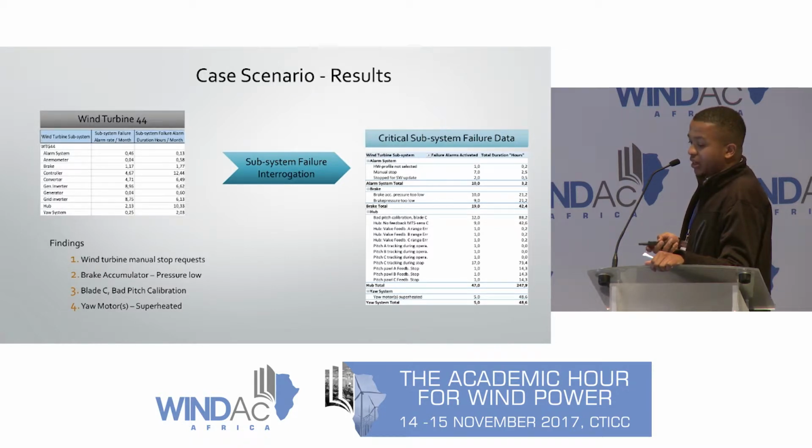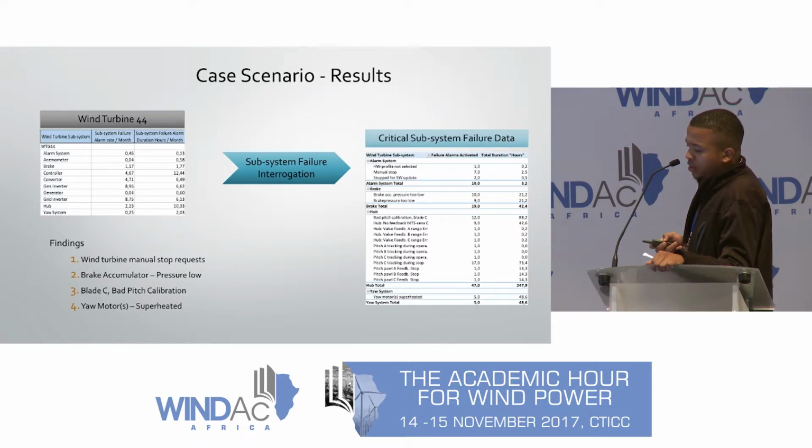So another one that was picked up was from wind turbine 34, where these subsystems are also identified as experiencing increased failure rates. What it picked up was an increased number of manual stops, about 7, which accounted for 2.5 lost hours within the study period. And the brake accumulator pressure was also low, which occurred 10 times for that duration.